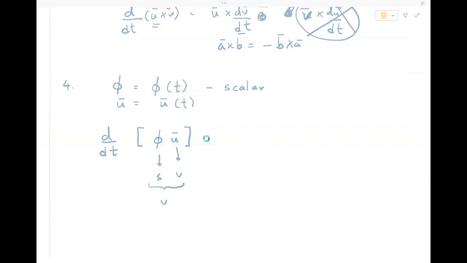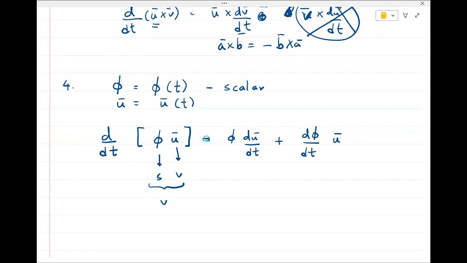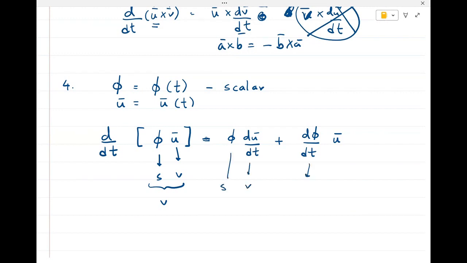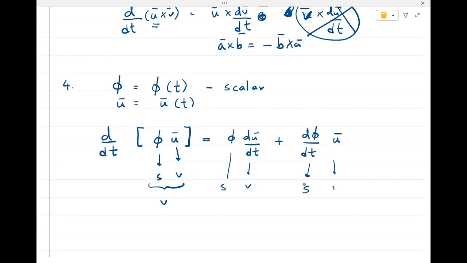The proof of this is the same as the above proof that we discussed. So it will be phi into the derivative of u bar plus d phi by dt into u bar. So it's same like our product rule. So this is a scalar, this derivative of u bar is a vector. What is a scalar into vector? It's a vector. And this is again a scalar into vector, which is again a vector. And what is the addition of two vectors? That is again a vector. So left hand side is also a vector, and the right hand side is also a vector.